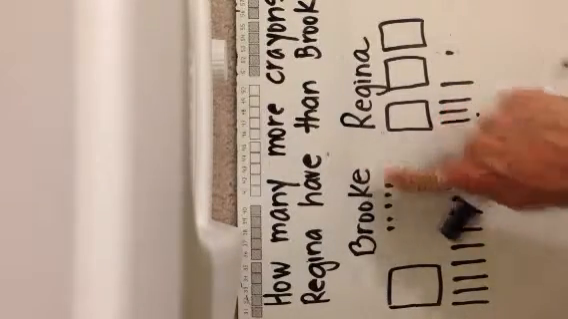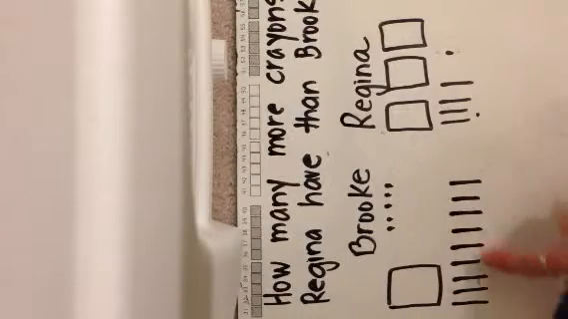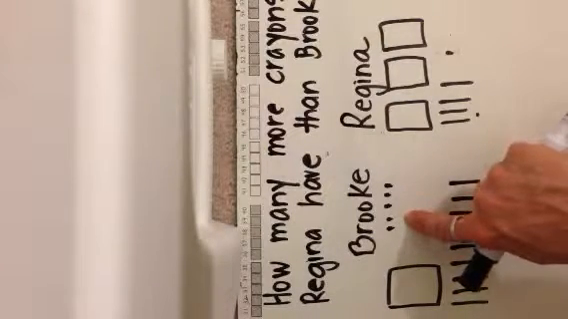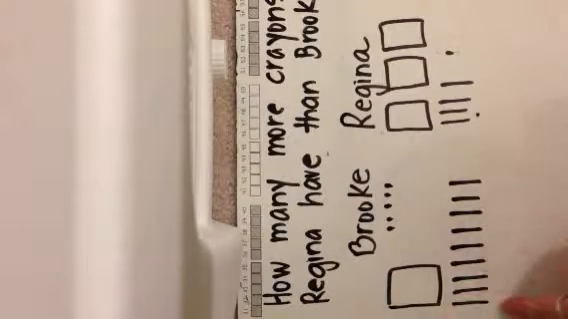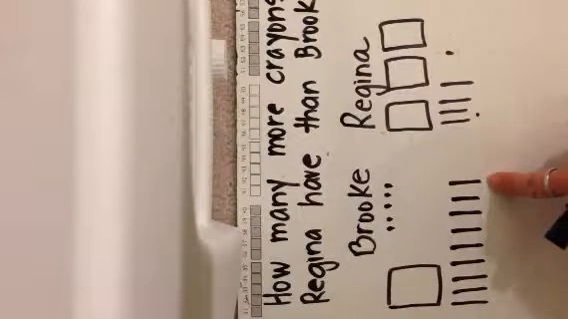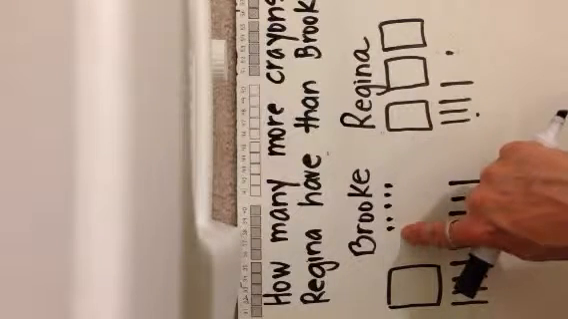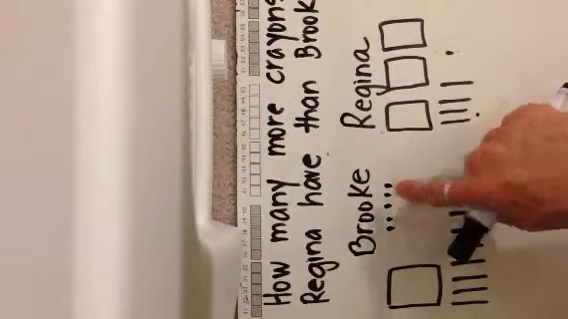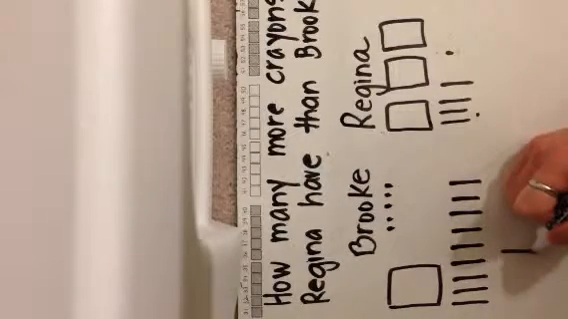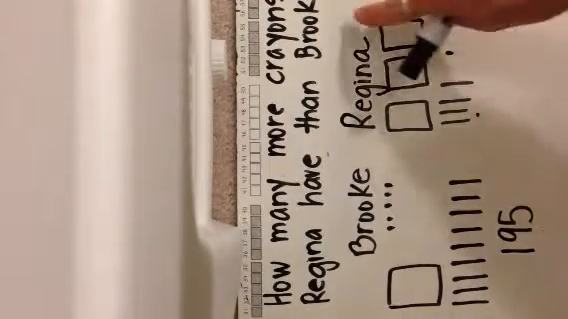So Brooke, we know that a flat is 100, we know a stick is 10, and we know that stones are 1. So we would count 100, 10, 20, 30, 40, 50, 60, 70, 80, 90. So we're at 190, 191, 192, 193, 194, and that would be Brooke has 195. The next step would be, how much does Regina have?